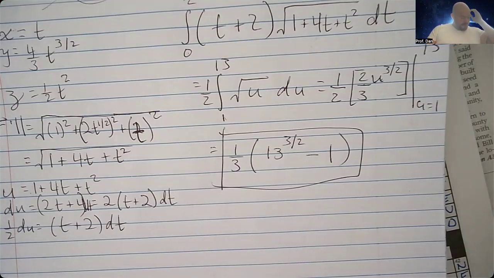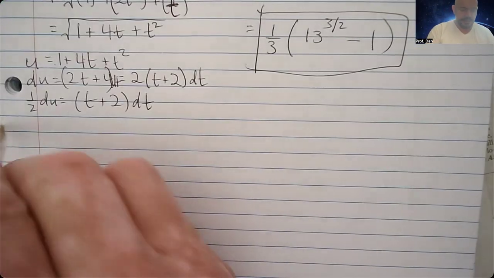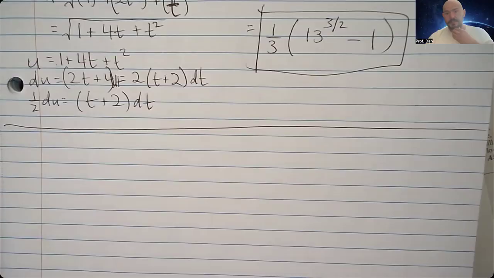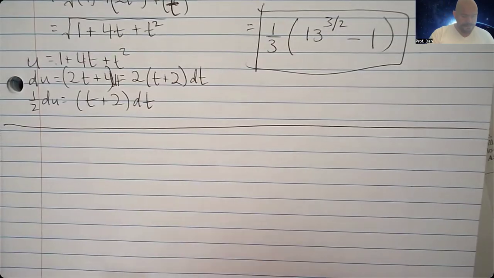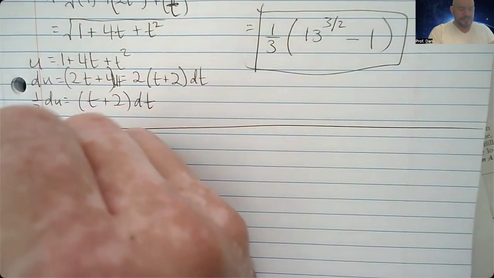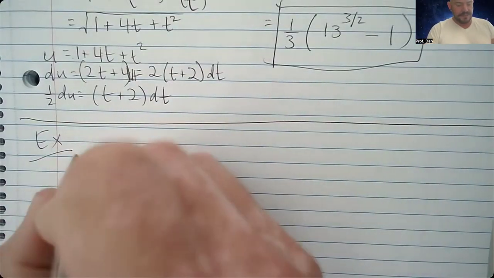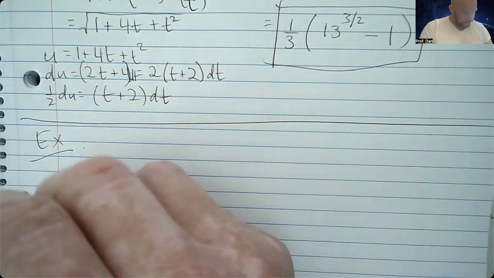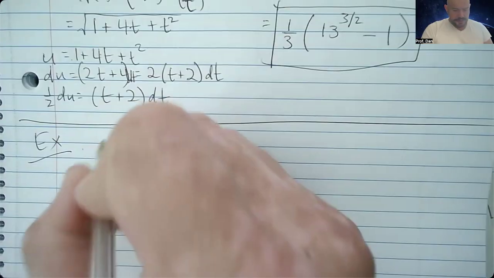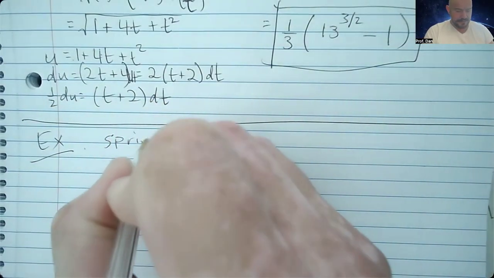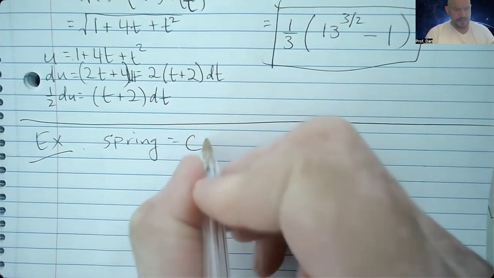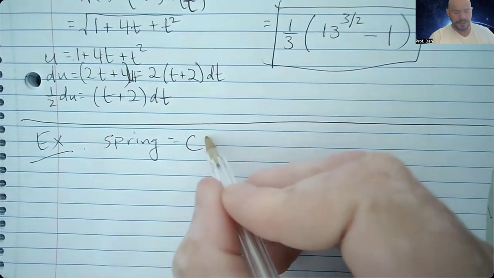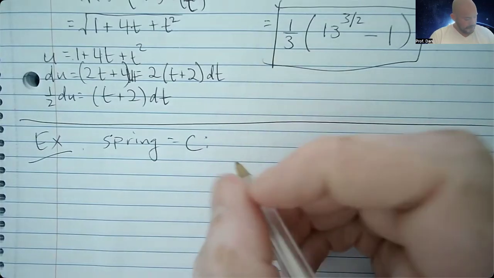So now I'll go through and do an example that actually is an application problem. So in this next example, we're actually going to find the mass of a spring. Okay. So the spring is going to be our C, the path that we are integrating over, right?